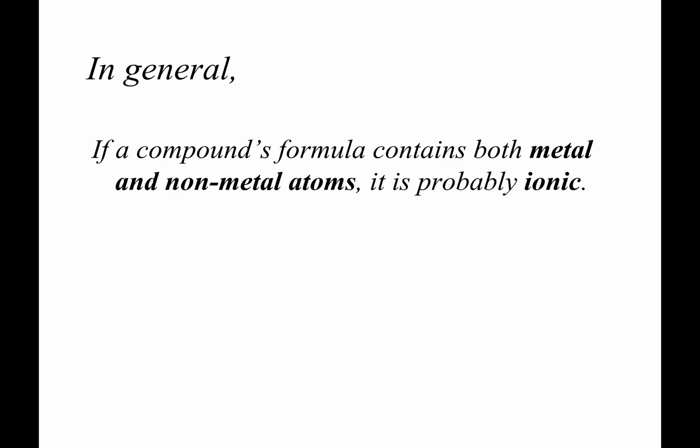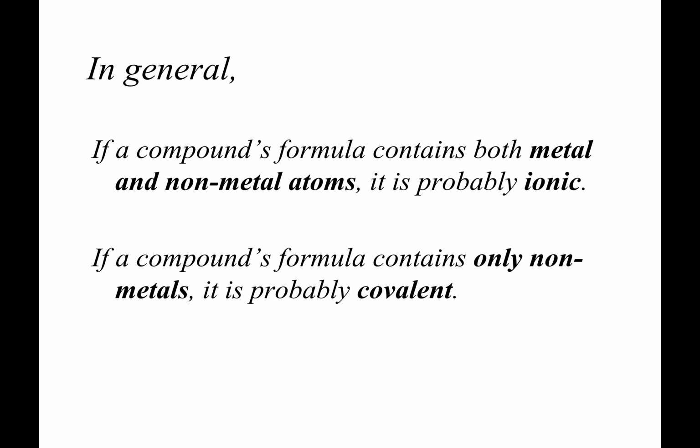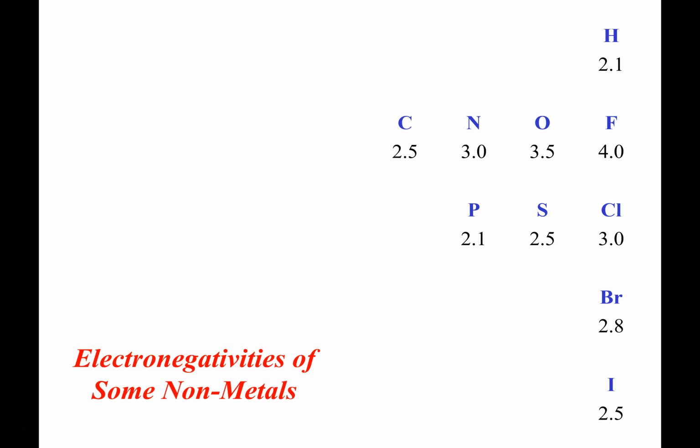All right, this recaps a little bit of what I already have over here. If a compound's formula contains both a metal and a nonmetal, then it's probably ionic. So over here, under ionic compounds, I emphasize metal. If a compound's formula contains only nonmetals, then it's probably covalent. Remember, that's synonymous with molecular compound.